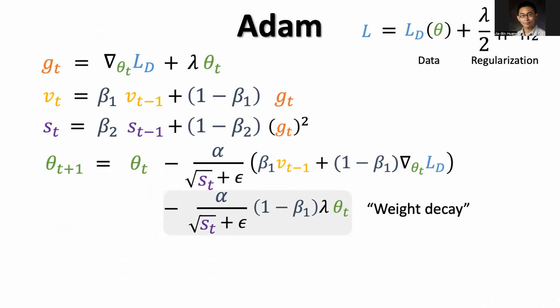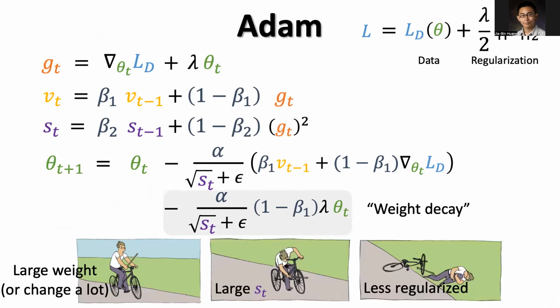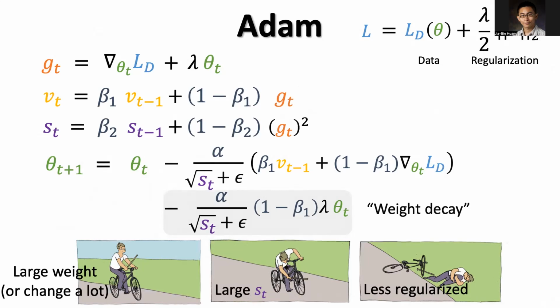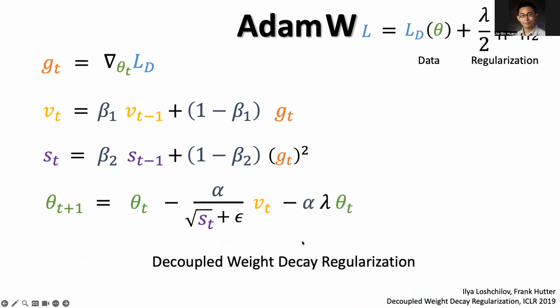So here's again a visual story about this phenomenon. You have a large weight, you change that dimension a lot, and so you have a large s_t, and you just screw up yourself, right? And then you have a less regularized version. So what you really want is to not have this. One simple fix is the following: you just don't compute this term. This is called ADAM-W. You just remove this and regularize the weights directly, as opposed to computing it through the gradient. It's just a simple fix, and this is called decoupled weight decay regularization. It's basically ADAM plus a W.